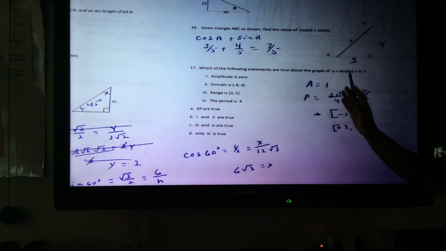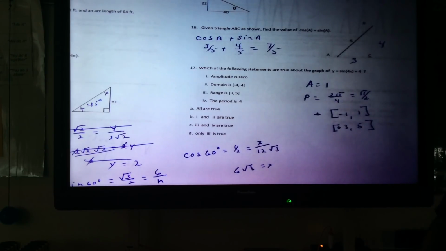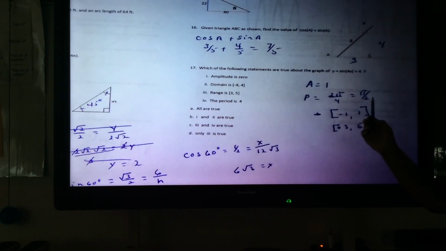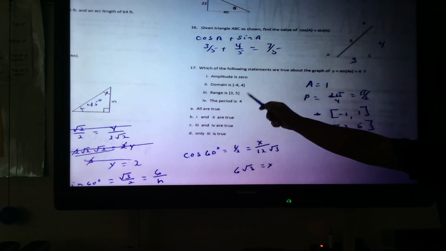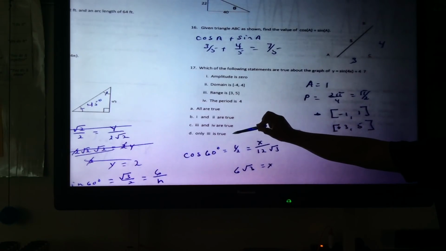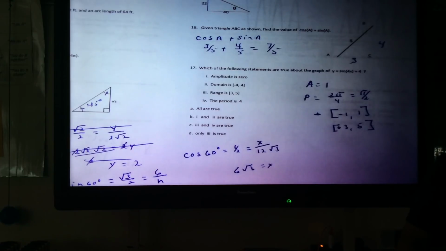Okay. You can plug any number you want in for X, and you're going to get a number out of it. The range is 3 to 5. That's true, so 3 is true. The period we know is pi over 2, so this one can't be true. The only one true here is number 3. So look down here for number 3 by itself, and that's going to be D. D. Yes. You good? You okay? Okay, let's keep going.